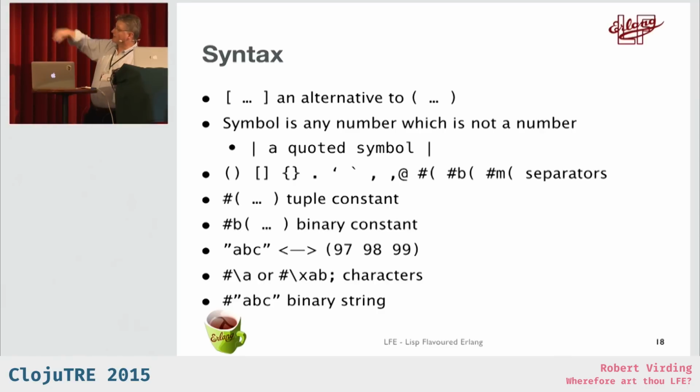We've got these separators. We've got syntax for tuple constants and binary constants. The string generates a list of characters, or list of character codes. That's how Erlang works internally. We've got characters. We've even got syntax for a binary string. I'll explain what that is in a minute.